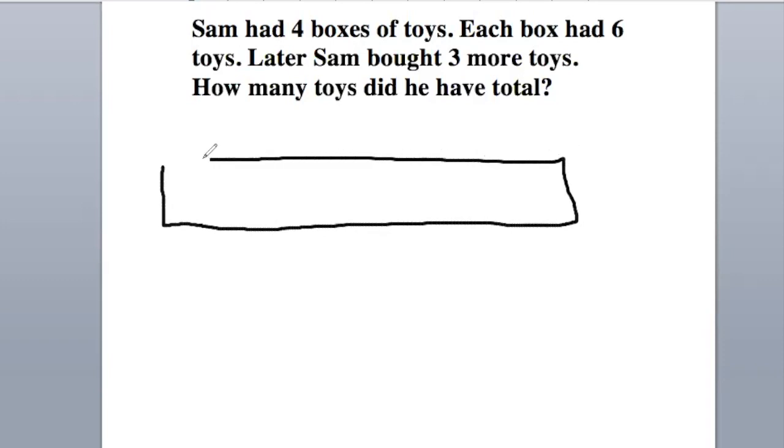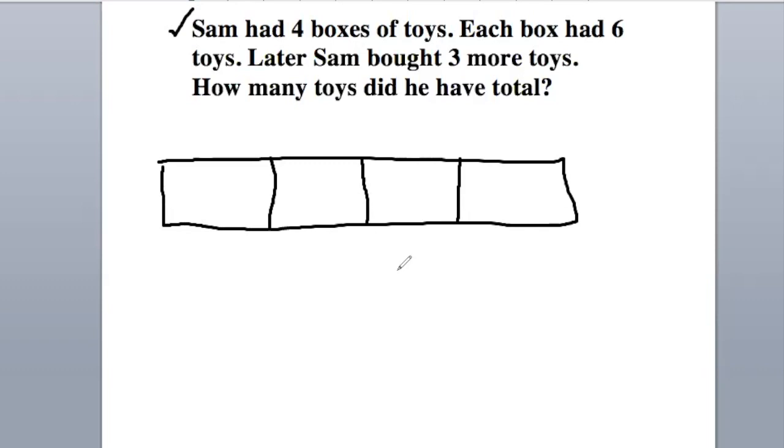So here's 1 box, but I'm going to make this into 4 boxes. And to make 4 parts, we have to make 3 lines. So let's do that. We're going to do 1, not the best, 2, not so good either, and 3, oh, that's my best one so far. So we have 4 parts right here. So we got the first sentence down. Sam had four boxes of toys. Bam, got that down.